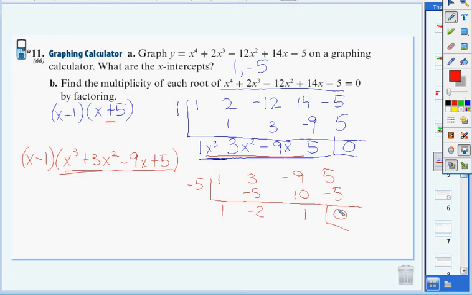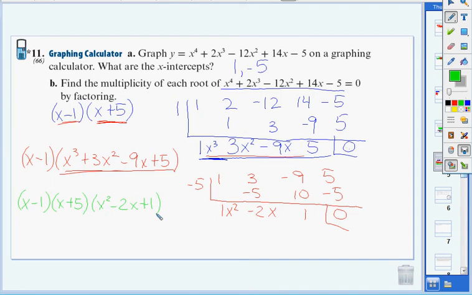Remember what I told you about binomial linear factors? That means these are linear. So this is x to the 0 power here, this is going to be x to the first, this is going to be x to the second. All right, so now we know that we have x minus 1. We knew we have x plus 5. And now we can be confident that we have x squared minus 2x plus 1.